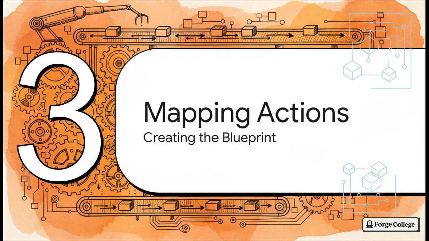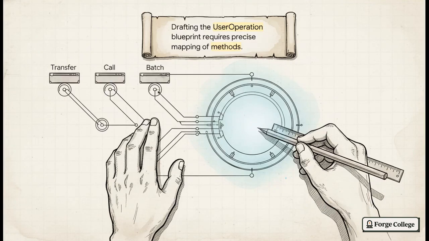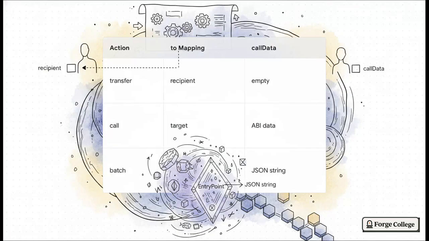Section 3. Mapping actions to payloads. Let's head over to the assembly line and see exactly how we draft this user operation blueprint. We're going to build a wallet interface file that exposes 3 simple methods, and we need to map them with absolute precision. All right, this table right here, this is your master blueprint.